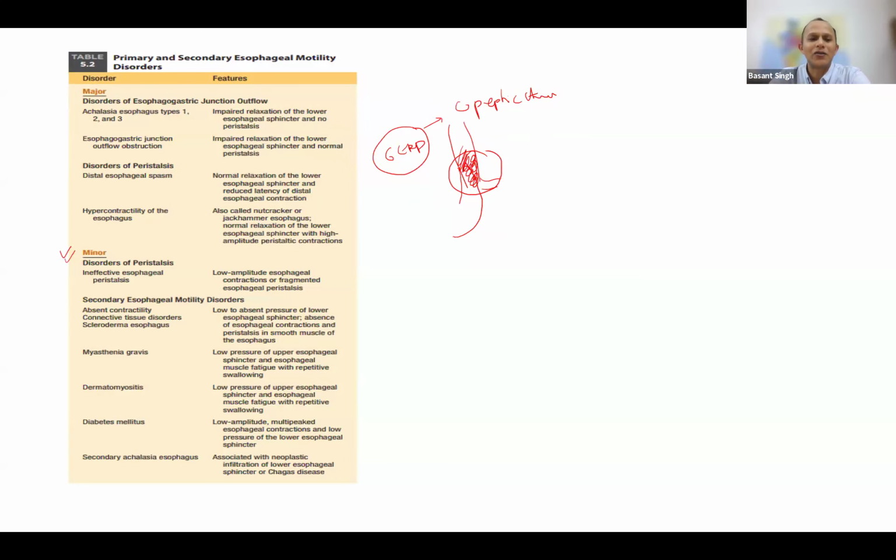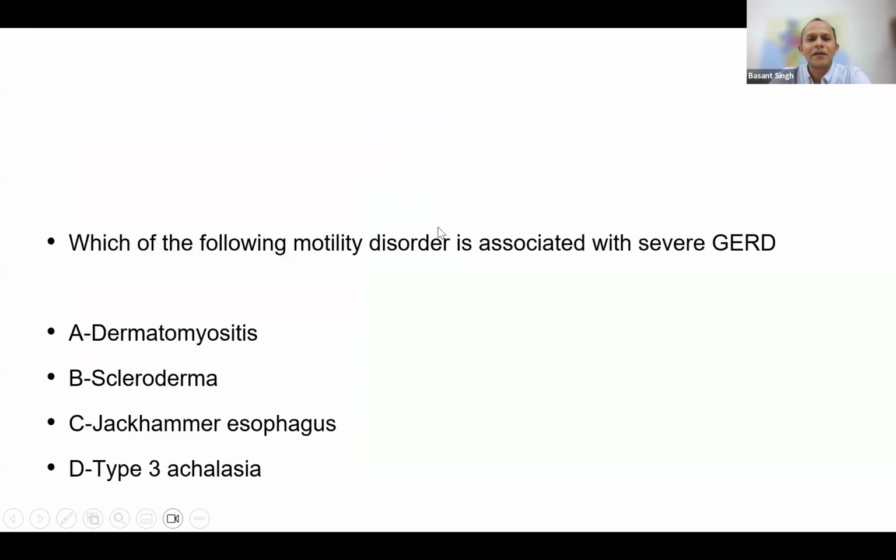So you cannot do a myotomy in scleroderma. The sphincter is neither contracting nor relaxing. It is a damaged sphincter. So this is a question associated with severe GERD. Scleroderma has GERD.